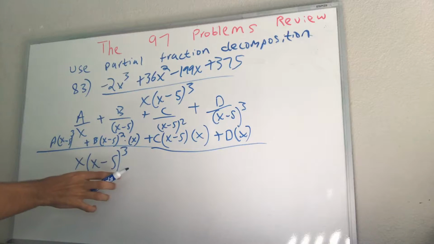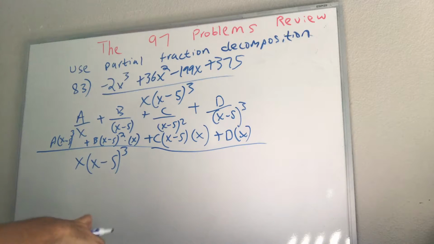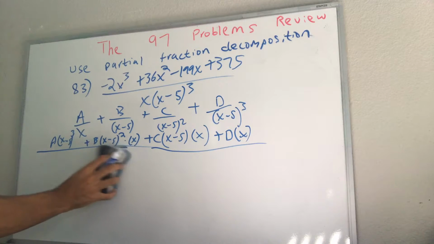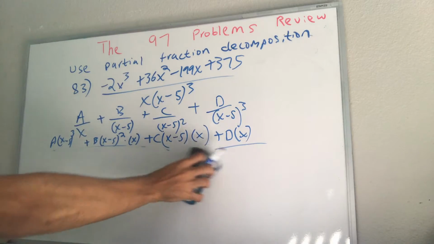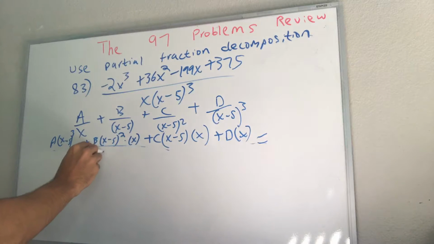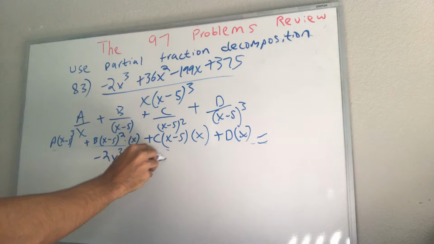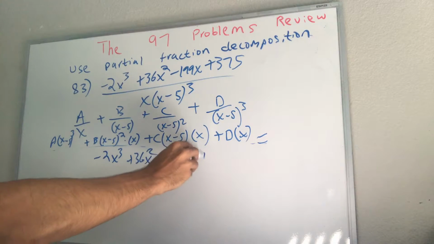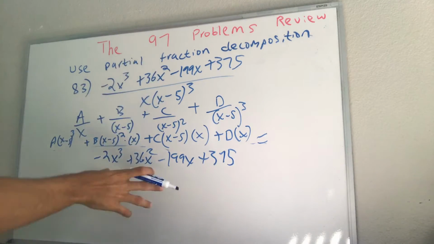Well, now you know that this value in the denominator is equal to this value in the denominator, right? So you really can just take this out, right? That's what we wanted. So now you can set the numerators equal to one another, right? And then solve from there. So you have this is equal to negative 2x cubed plus 36x squared minus 199x plus 375. So I just copied the numerator here, right?